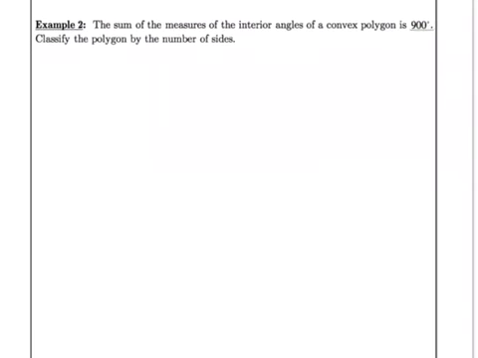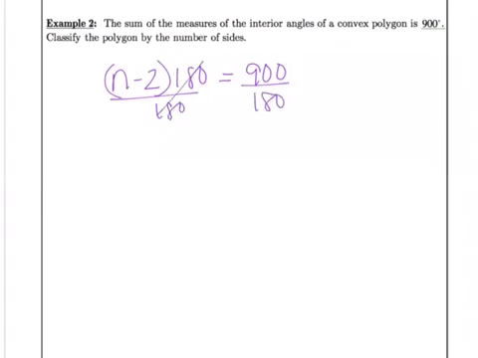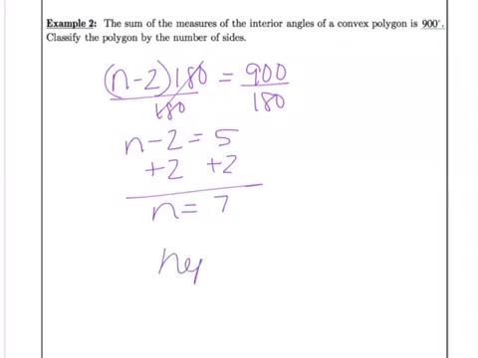Example number 2, the sum of the measures of the interior angles of a convex polygon is 900. Classify the polygon by the number of sides, so we kind of have to go backwards here. I'm going to write the formula. n minus 2 times 180 equals 900, so we know the total sum is 900. I would start by dividing by 180 to try to find n, the number of sides. Those are going to cancel, so n minus 2 equals 900 divided by 180, which is 5. I add 2 to both sides, and n equals 7. So if it's 7-sided, it's a heptagon.